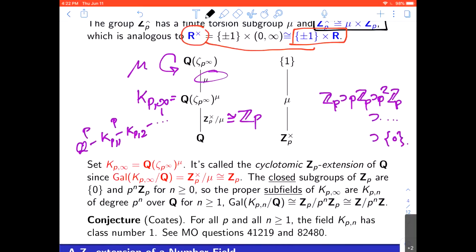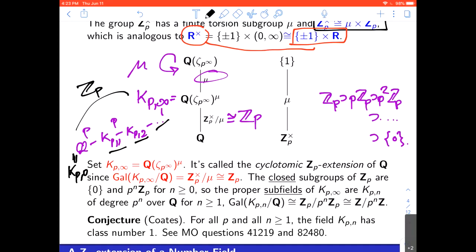So there, what I was drawing before, the fields at the different finite layers, when you have your ZP extension of a field, at every finite layer, there's one degree P extension, there's one degree P squared extension, there's one degree P cubed extension, and so forth. And so you usually label those with a 1, 2, 3. The very bottom field, I guess you could call it KP0. It has degree P to the 0 over the bottom field. Okay, so you might label with a subscript n as the degree P to the n extension over the bottom field inside of an extension whose Galois group is the p-adic integers. Okay?